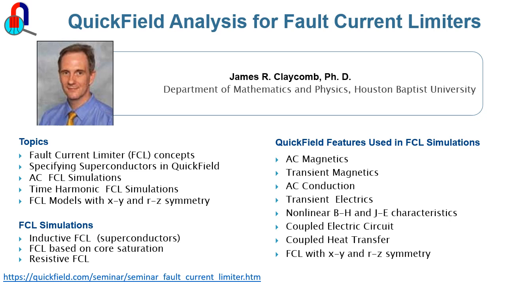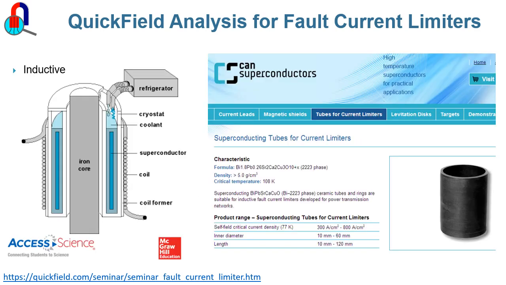So the QuickField features used in the simulations, we'll be looking at problems in AC magnetics, as well as transient magnetics, AC conduction, and transient electrics. Some of these models will be modeling the nonlinear BH characteristics of ferrites, and also the nonlinear JE characteristics for nonlinear electrics, transient electric simulations, as well as coupled electric circuits, and finally we'll conclude with a coupled heat transfer problem. Once again, the models will be both with XY or RZ symmetry.